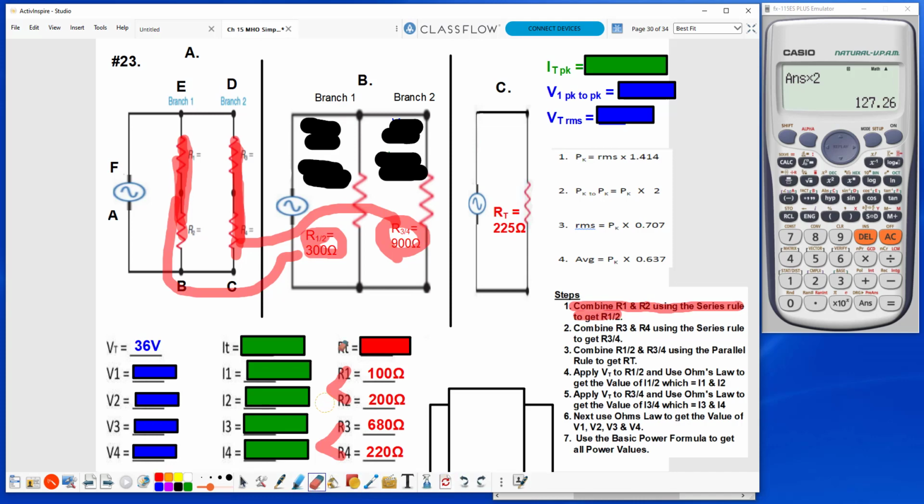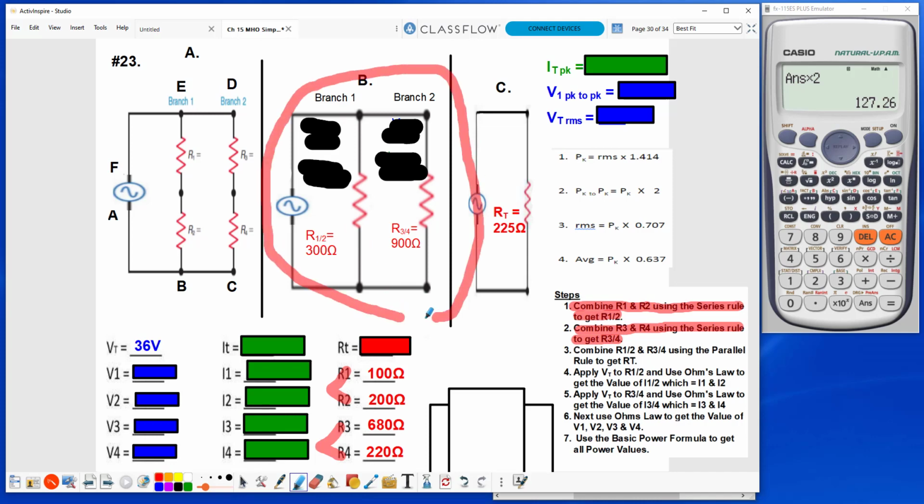So the first step I take is to add R1 plus R2 because they're in series, and put that value here. Then I take R3 and R4, add them together, and put that value here. So these are my first two steps. Now I have a new circuit here, drawing B. This is really the drawing that you have to work from to find the values.